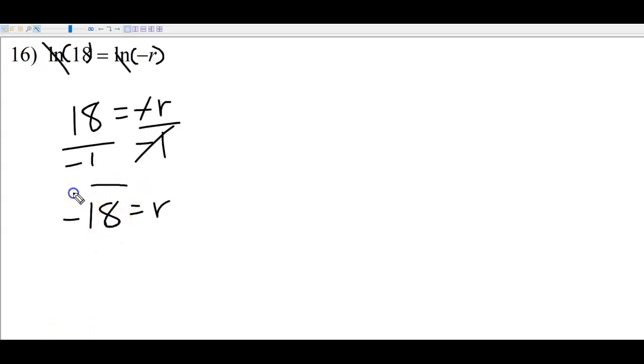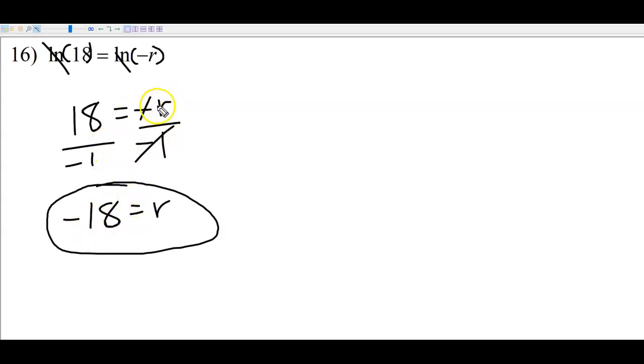Okay, so if it helps, I'm going to write it like this a little bit. So your first step is just like mine, basically. All you're going to do is cross that log off, right? But I'll pause here and let you guys try it. Okay, so our answer would be r equals negative 18. After you cross off your logs, you would have to divide by a negative 1 to get the r by itself. And we have r equals negative 18.